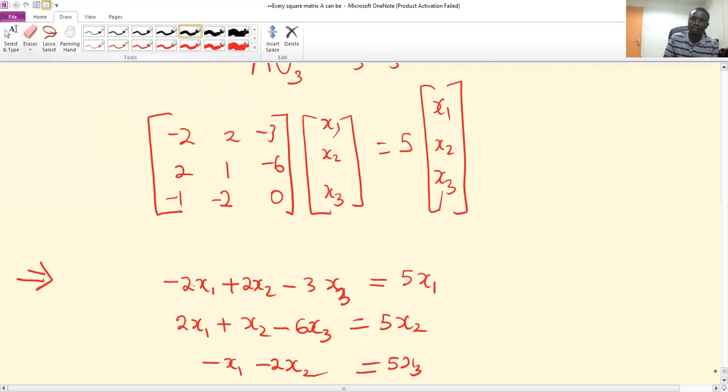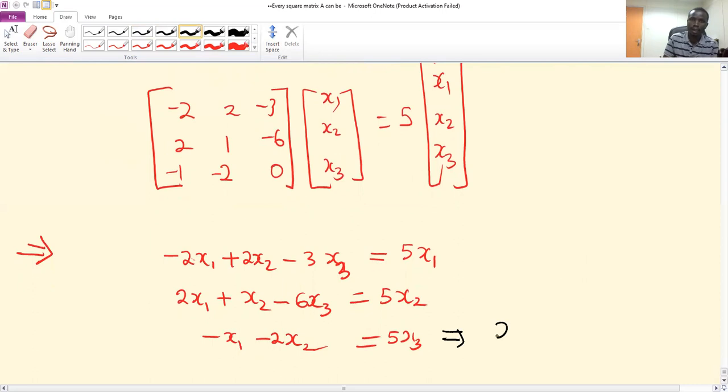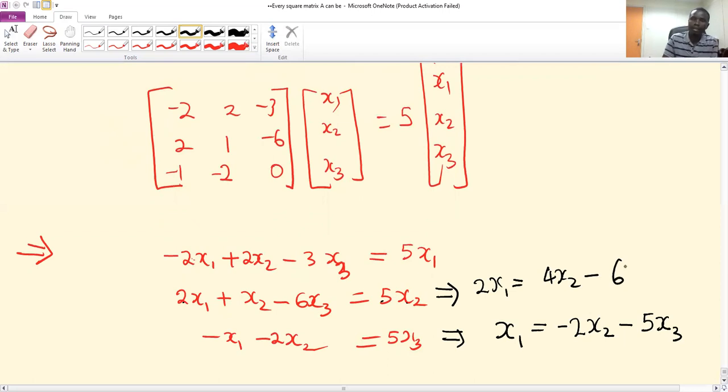Let me just start from the bottom equation. So this implies that x1 is equal to minus 2x2 and then minus 5x3. And then from this one, we'll have 2x1 equals 5x2 minus x2 is 4x2 minus 6x3. So this one means x1, divided through by 2, will be 2x2 minus 3x3.